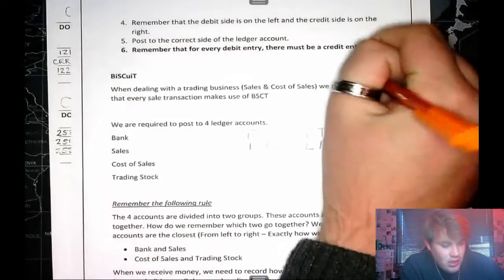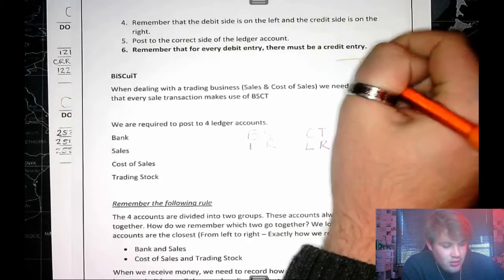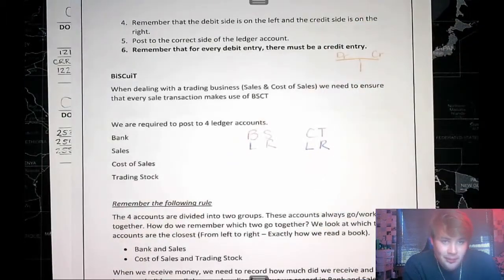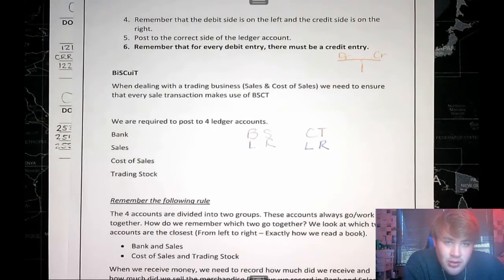So just to show you quickly, this is what a ledger account looks like. This is always the debit side, that is always the credit side. Ensure that you post to the correct side of the ledger account. Refer back to rule number 3 to tell you which side to post on, of course. And then remember that for every debit entry there must be a credit entry, so there has to be a correspondence there somewhere.